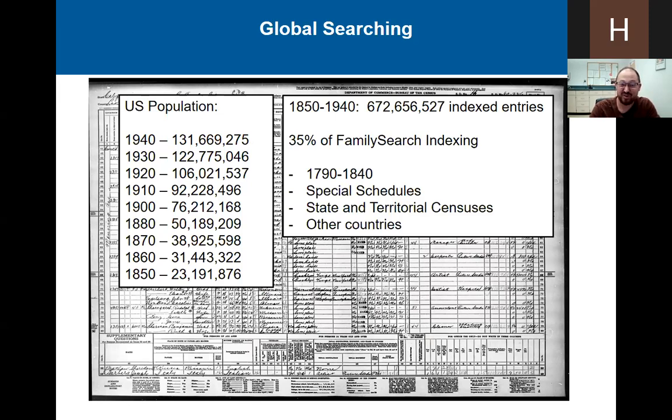That's a large percentage of what they claim to have put up and made available for us via global searching. If you include things like the 1790 to 1840 censuses, special schedules, state and territorial censuses, and censuses from other countries like England and Mexico, which they have on their website, that eats up that number pretty quickly.